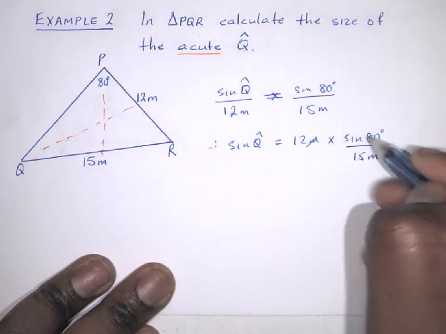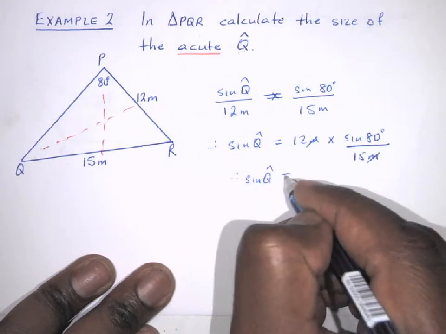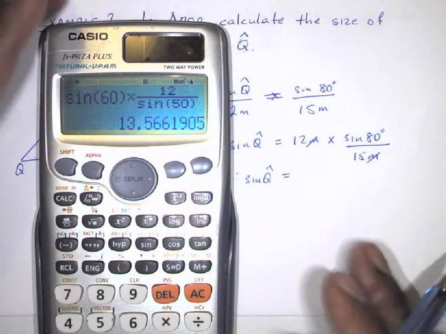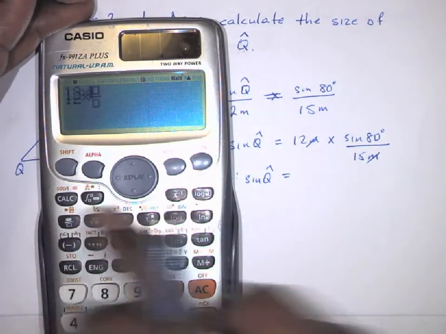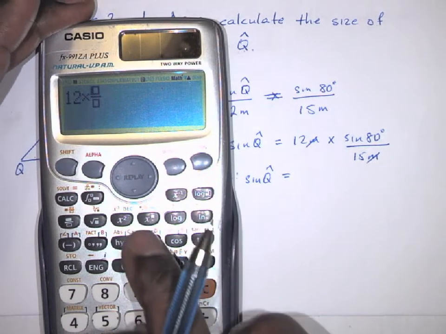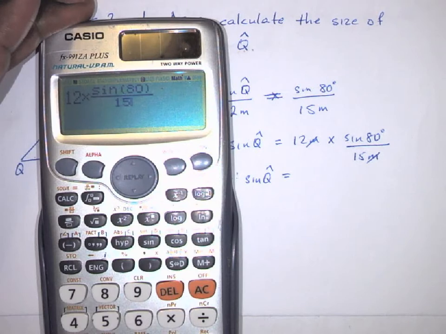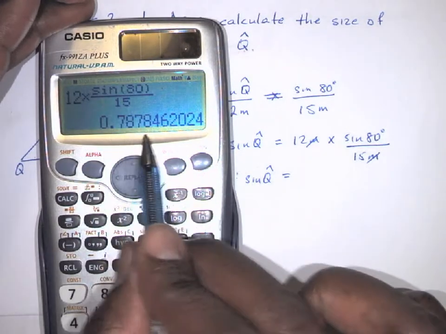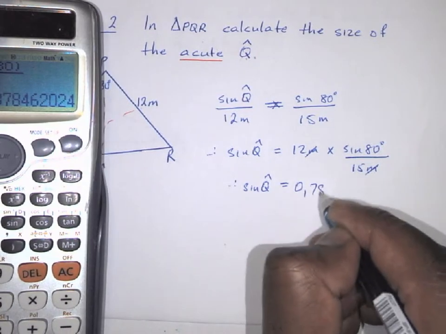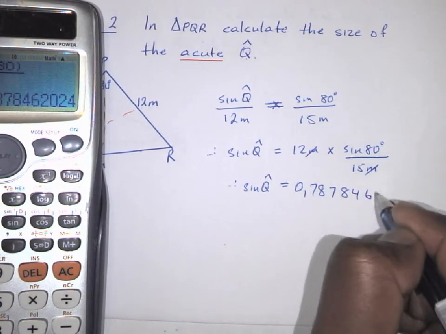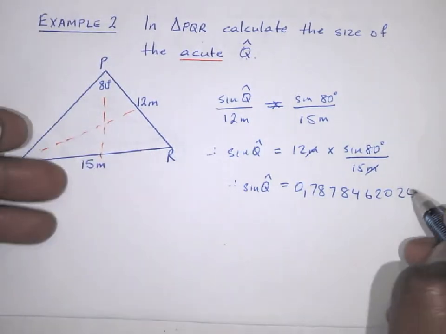Obviously, the meters will cancel the meters, so therefore sine of angle Q is equal to, if I take a calculator and put this in, I'll have a 12, which is multiplying the fraction of sine of 80, close there, divided by 15, and I get an answer of 0.78. Let me write the whole of this number. So it says 0.7878462024. So that's the number that I get for over there.